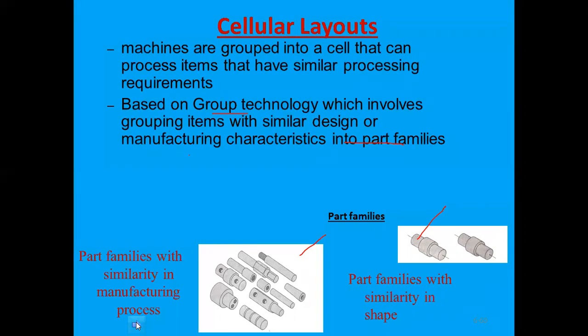Now see here, cellular means the parts which are not exactly the same but are 80% matching to the other part, meaning we have some similarities. The machines are grouped into a cell that can process the items that have similar processing requirements. For example, take a half-inch bolt, with diameters of half mm, quarter mm, 3/4 mm.